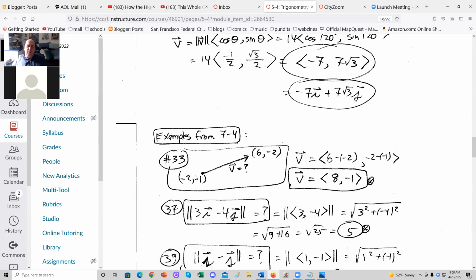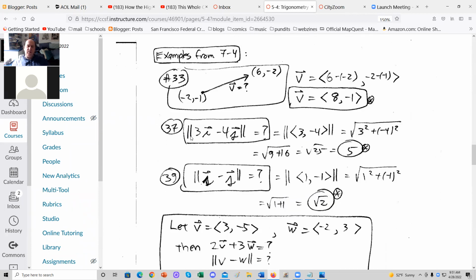Here's a vector from the point -2 by -1 to 6 by -2. What are the vector's components? Well, terminal point minus initial point. 6 minus -2 in the x component. -2 minus -1 in the y component. A bit of arithmetic. The vector v is 8 by -1.